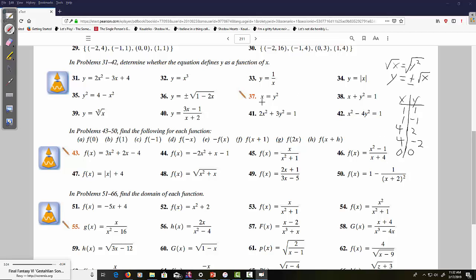So that means 37, not a function. Really, anything where you solve for y and you get a plus or minus would not be a function. For example, if you solve 41 for y, you will get a plus or minus, so that's not a function either. Same thing for 38, 42, 36, you can already tell is not a function.